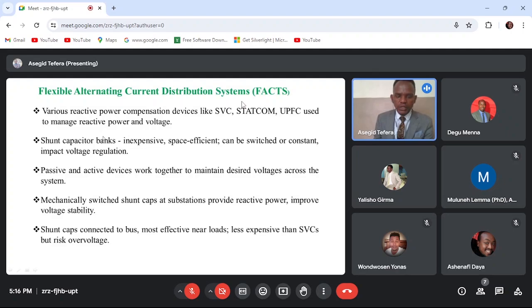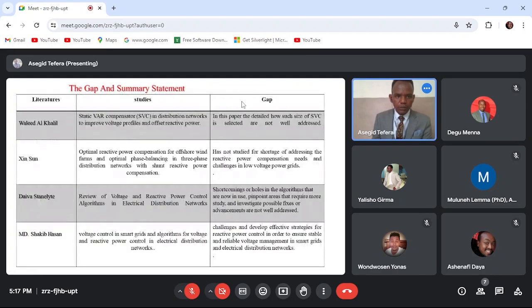So shunt capacitors and shunt banks are inexpensive and space efficient and can be switched or constantly impact voltage regulation. Shunt capacitors are one of the factors. Also, passive and active devices work together to maintain a desired voltage across systems. Mechanically switching shunt capacitors at a substation provides reactive power and improves voltage. So these are the gaps in the summary of the studies.